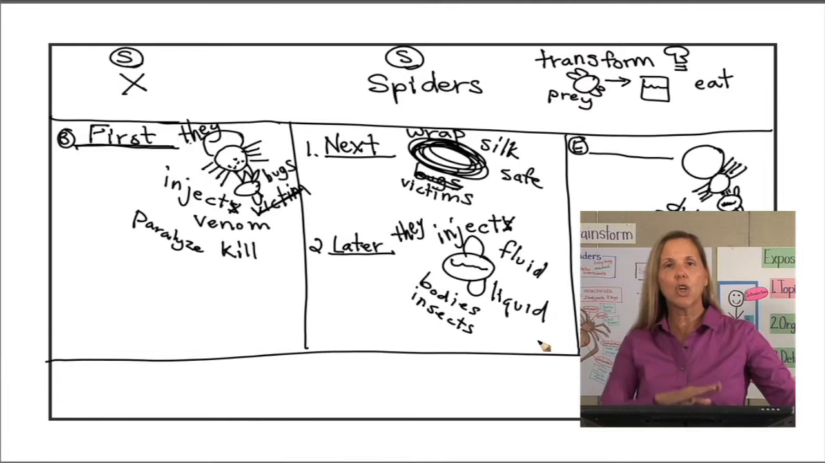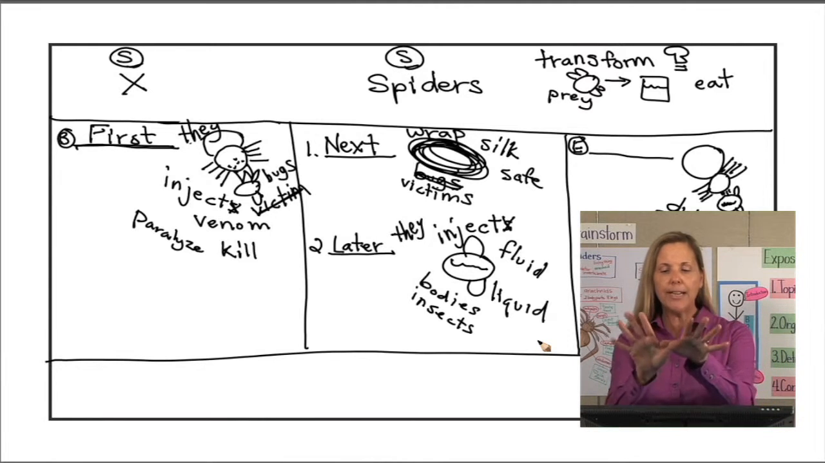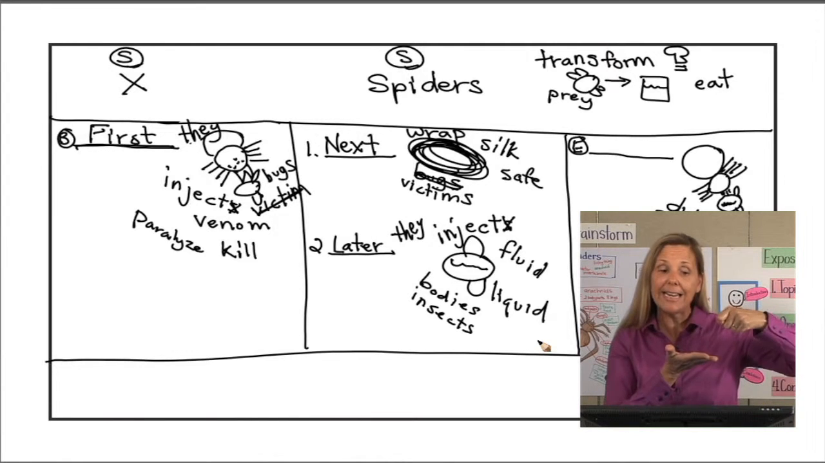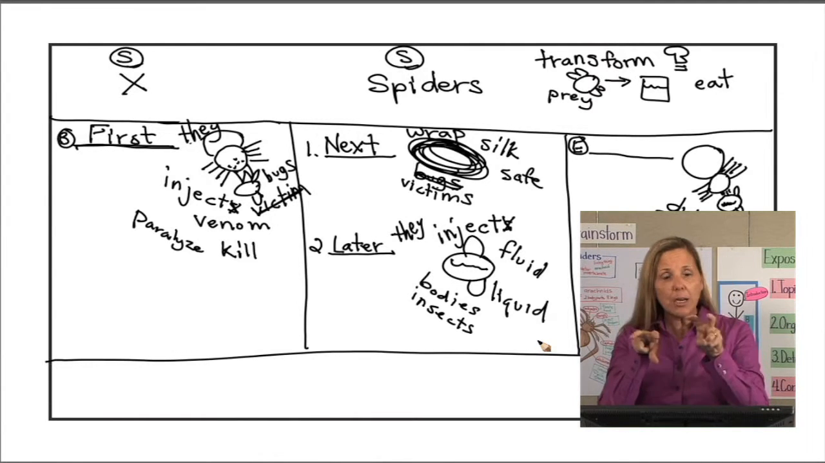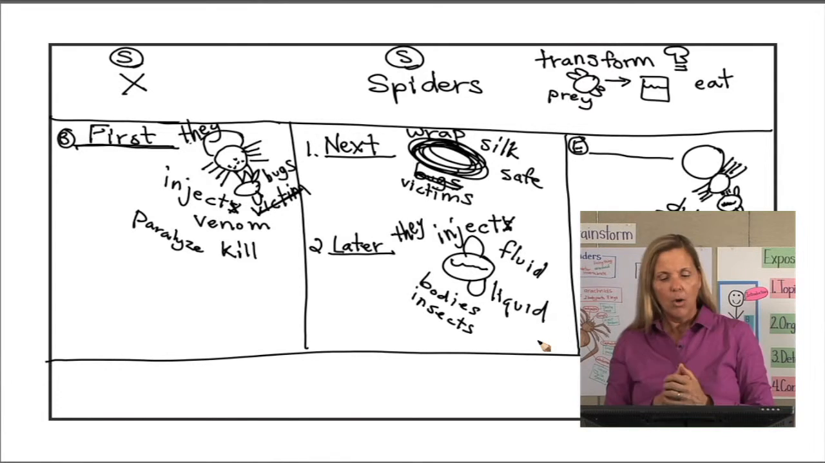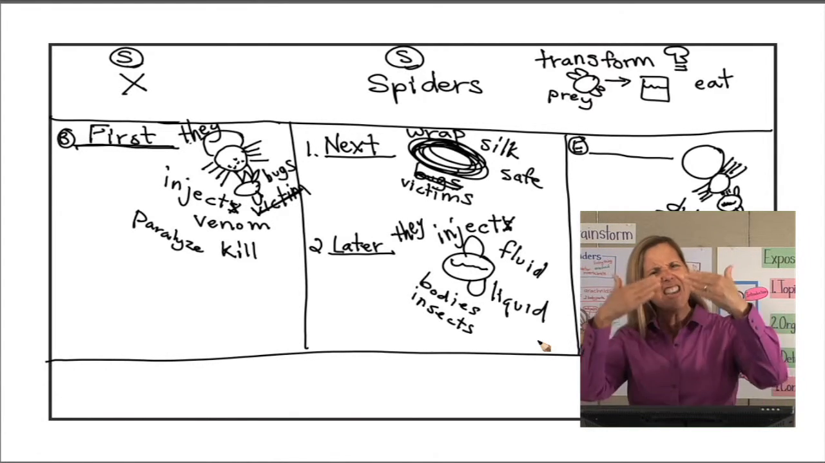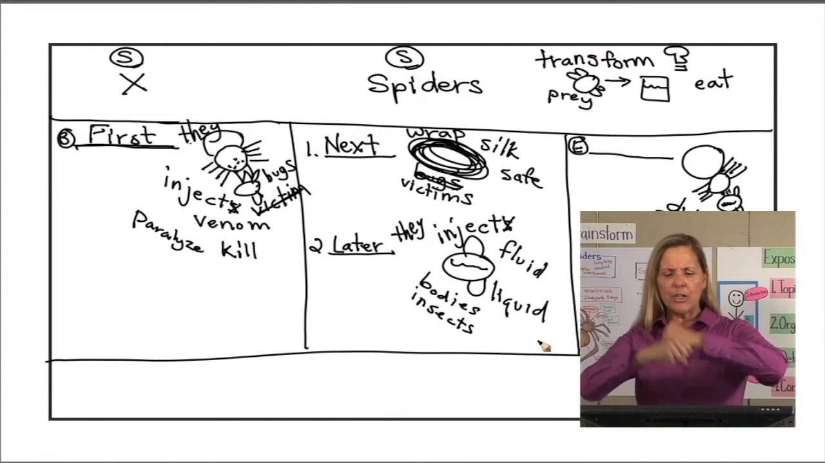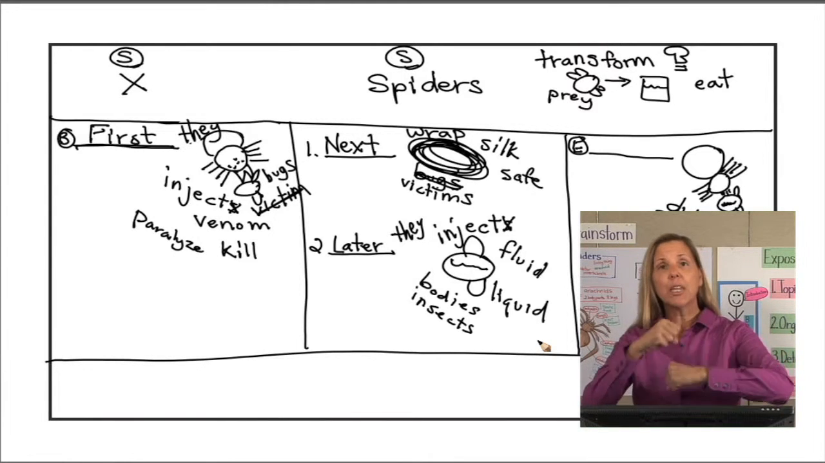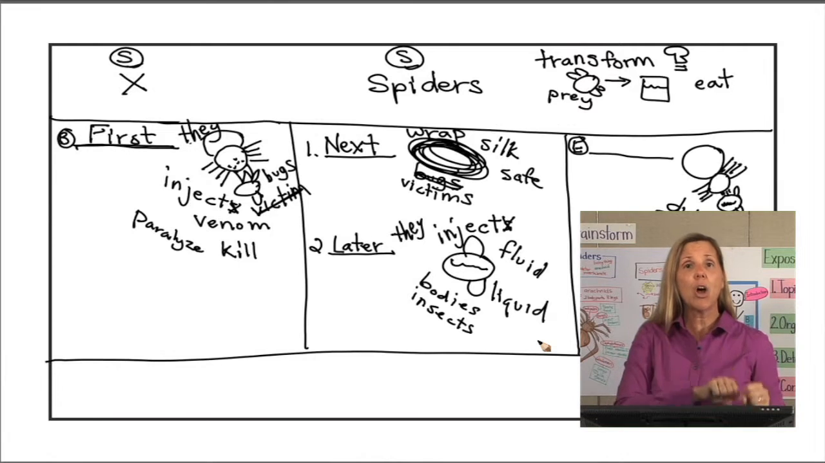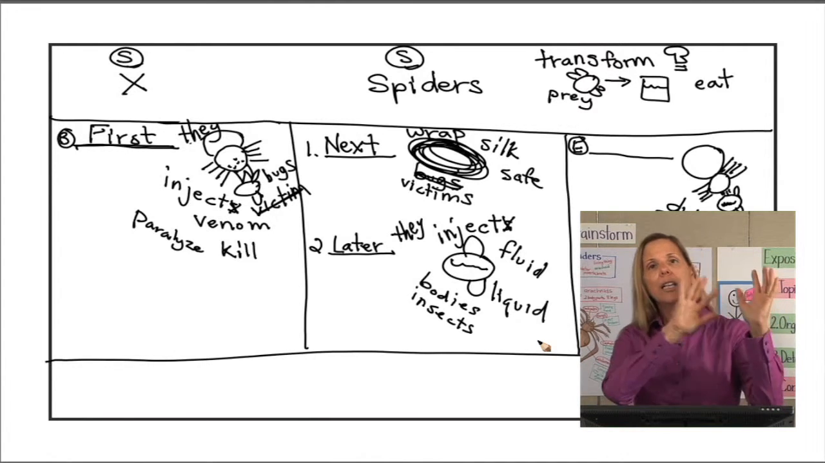Love this. Let's go back and repeat the whole thing. Spiders transform their prey from solids to liquids so they can eat them. First, they inject bugs with a venom so they will become paralyzed or to kill them. Next, the spiders wrap their victims in silk to carry them off to a safe place.